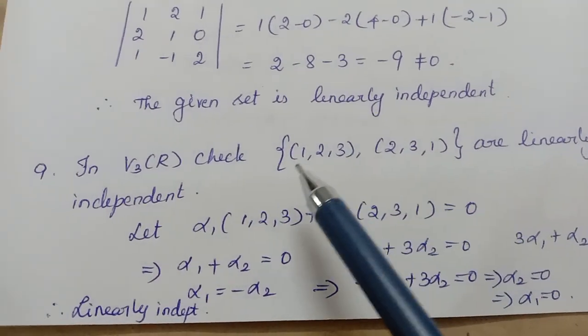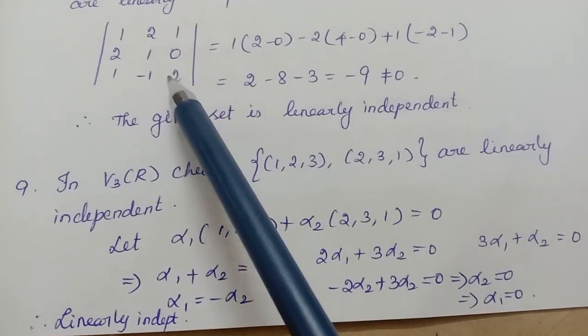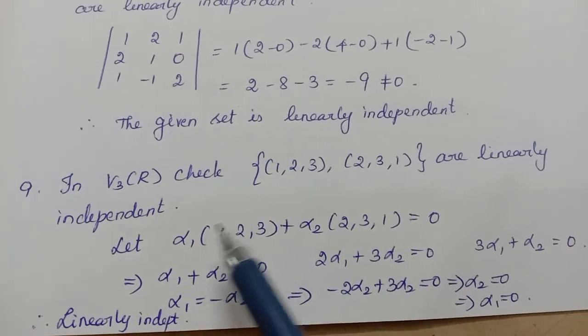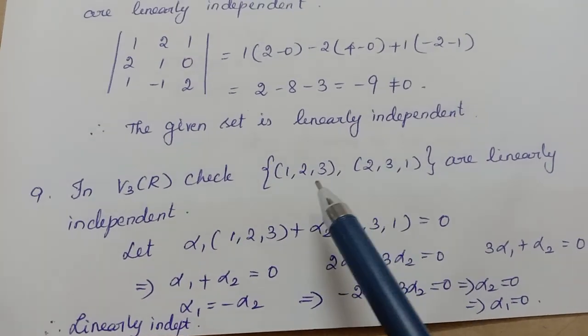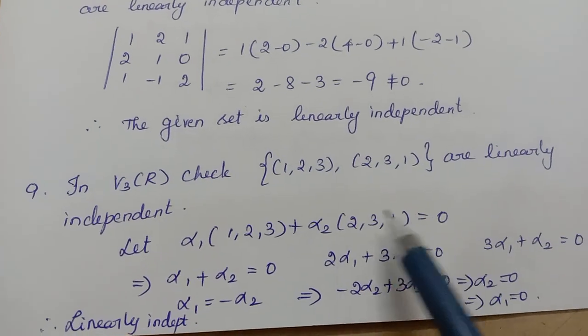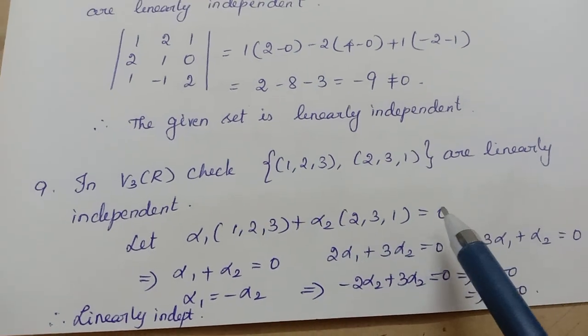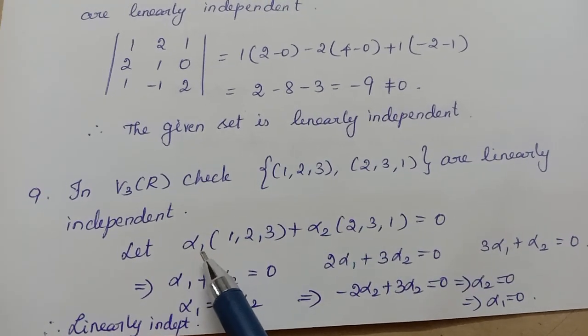Okay, then one more set is given: 1, 2, 3, 2, 3, 1. Only 2 vectors are given, no? So I cannot make use of this method. So I have to go by the definition only. So what is the definition? Assume the linear combination of these two vectors equal to 0. Alpha 1 into 1, 2, 3 plus alpha 2 into 2, 3, 1 equal to 0. Now simplify this expression.